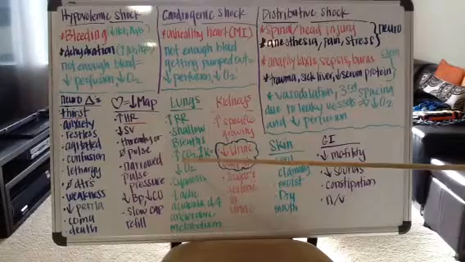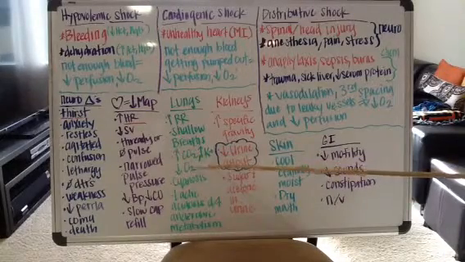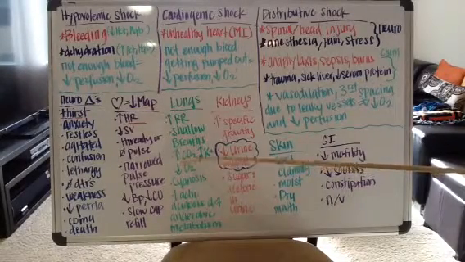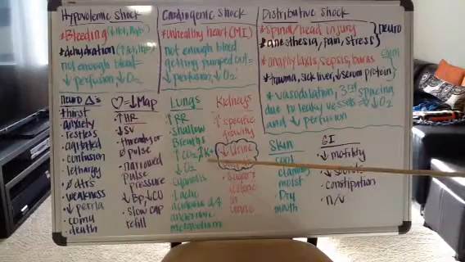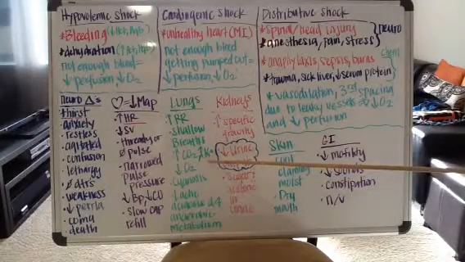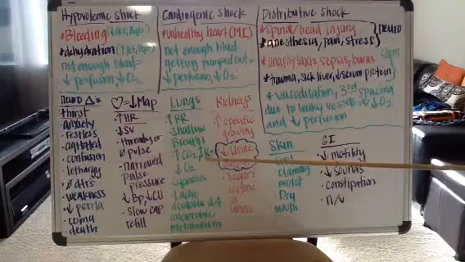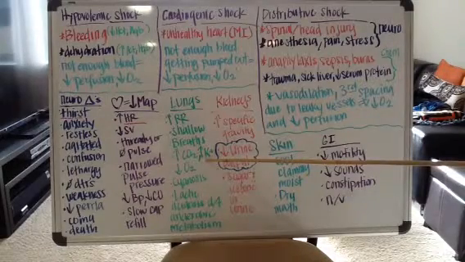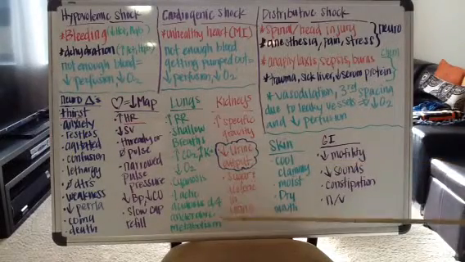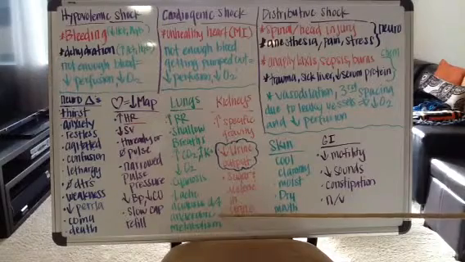And on your ABGs, you're going to see an increase in CO2 and an increase in potassium. So why do you see an increase in CO2 and an increase in potassium? As your body becomes more and more hypoxic, it goes into this anaerobic metabolism.